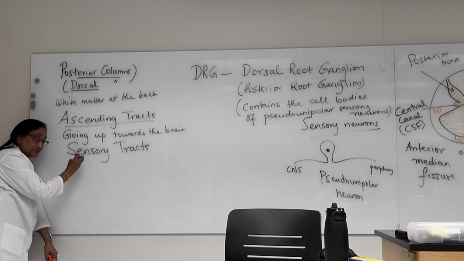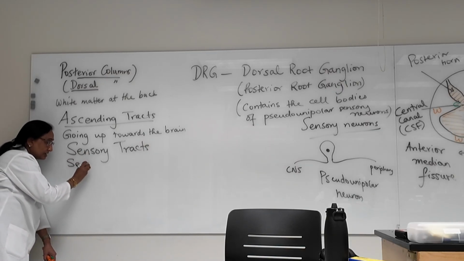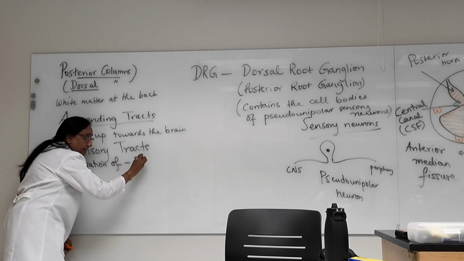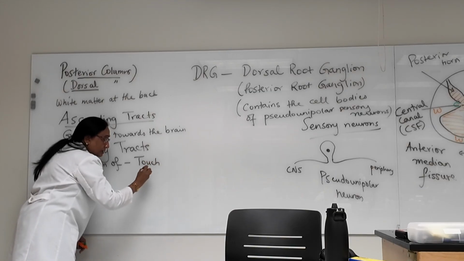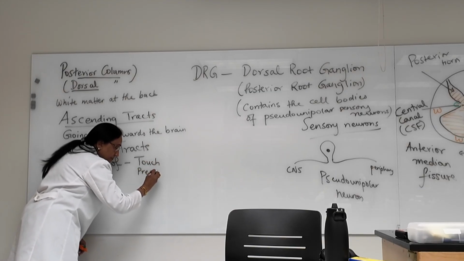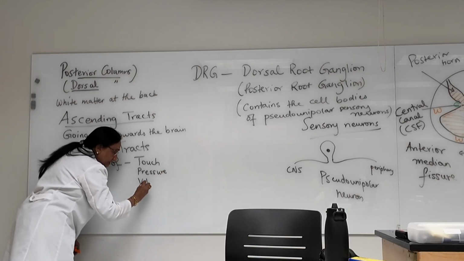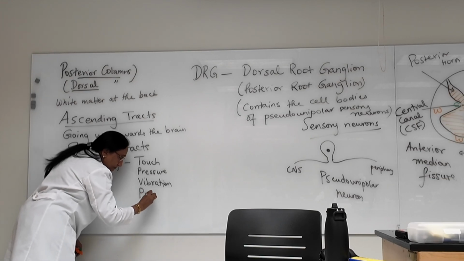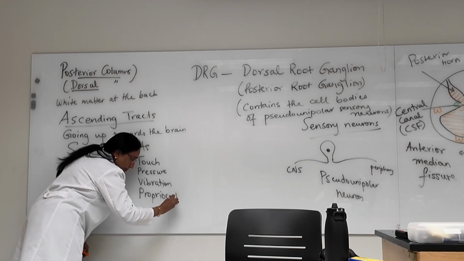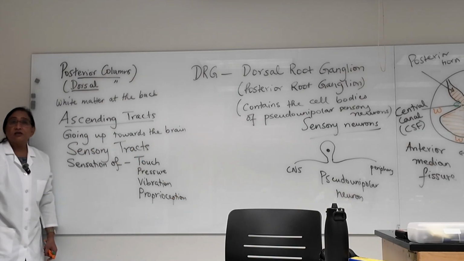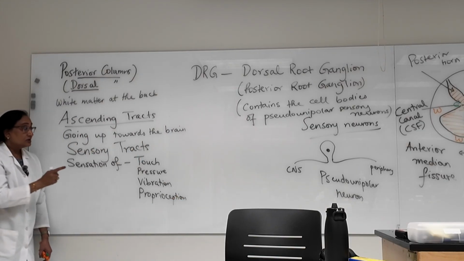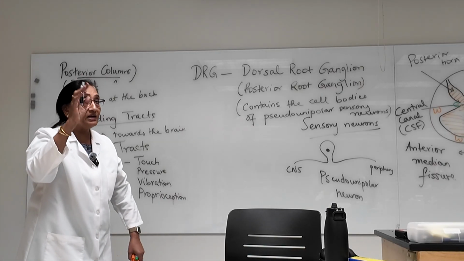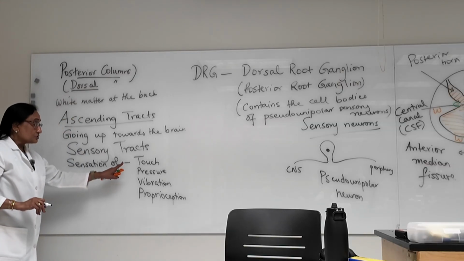Okay? These sensory tracts carry sensation of touch, pressure, vibration, proprioception. Okay? Very specific. Touch, pressure, vibration, proprioception. They are not carrying the sensation of pain and temperature. Okay? So they are very specific.